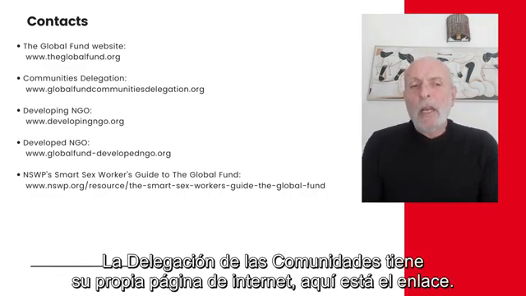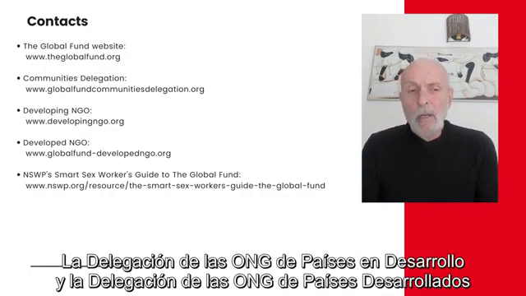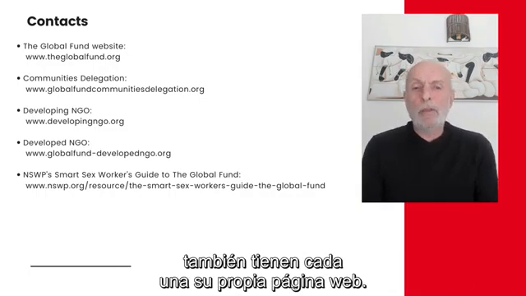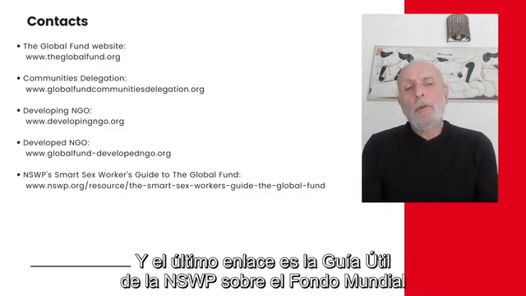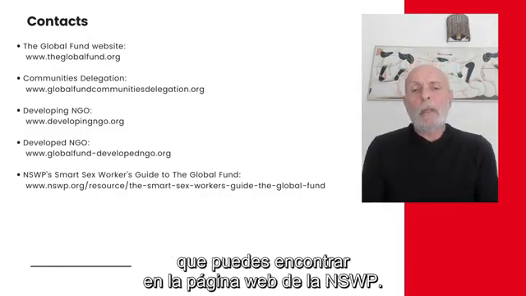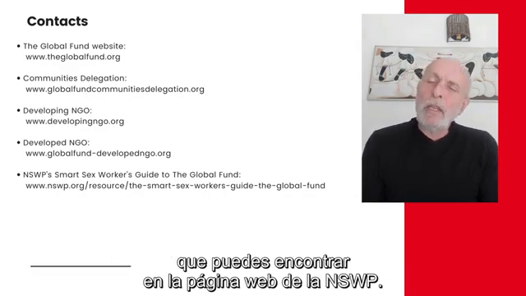The Communities Delegation have their own website, and you can see the link. The Developing Country NGO Delegation and the Developed Country NGO Delegation both have their own websites also. And the final link is for the NSWP Smart Guide to the Global Fund. And that can be found on the NSWP website.